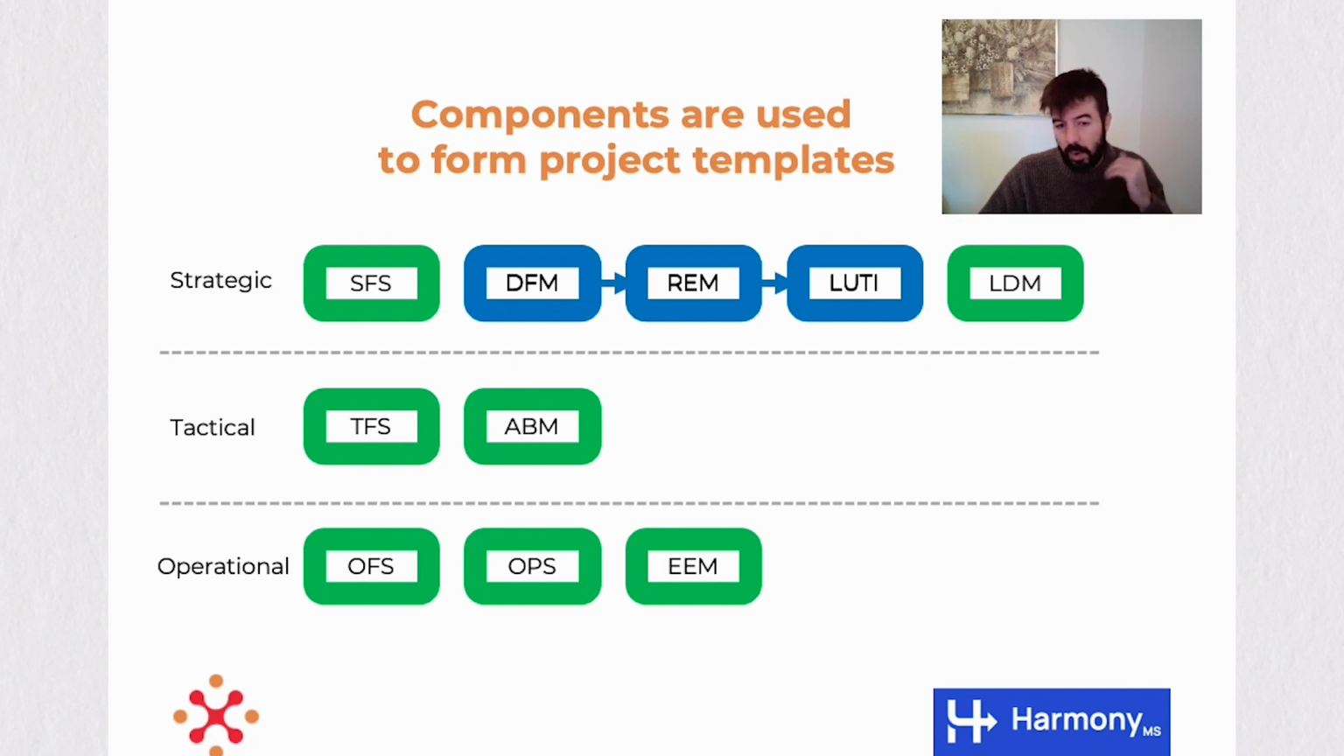For instance, what you will also see in a subsequent video is a modeling template that integrates the DFM with the regional economy model and the looting model in one mega model, if you want. And another template that you will see is one that integrates the strategic freight simulator with the tactical freight simulator. So in a sequence. First the strategic freight simulator runs and then produces some outputs that are used by the tactical freight simulator.